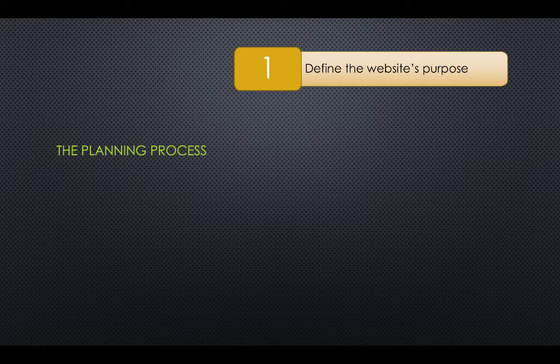So the first step in the planning process is to define the website's purpose. What is it about? Is it about a product? Is it about a service? And then you'll add some description. And we will get more into each of these steps as we move through this presentation.